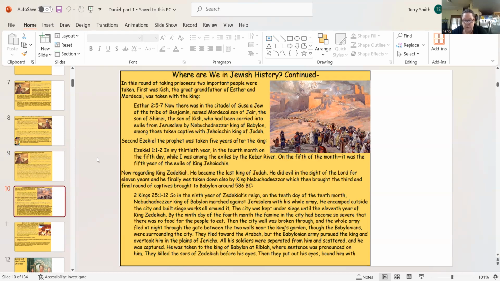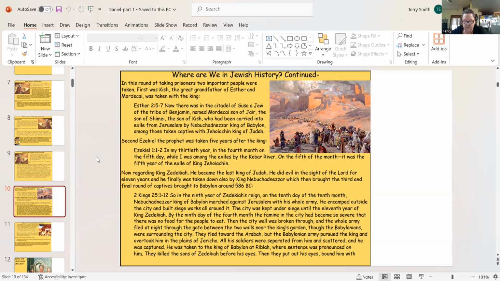Second, Ezekiel the prophet was taken 5 years after the king. Ezekiel 1 through 2. In my 30th year, in the 4th month, on the 5th day of the month, while I was among the exiles by the Kebar River, it was the 5th year of the exile of King Jehoiachin.